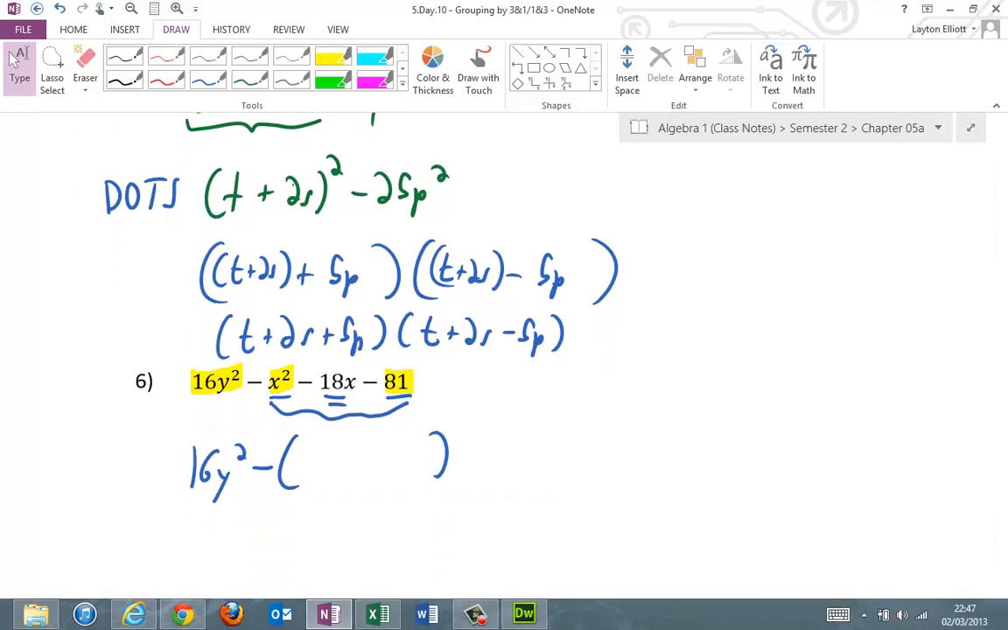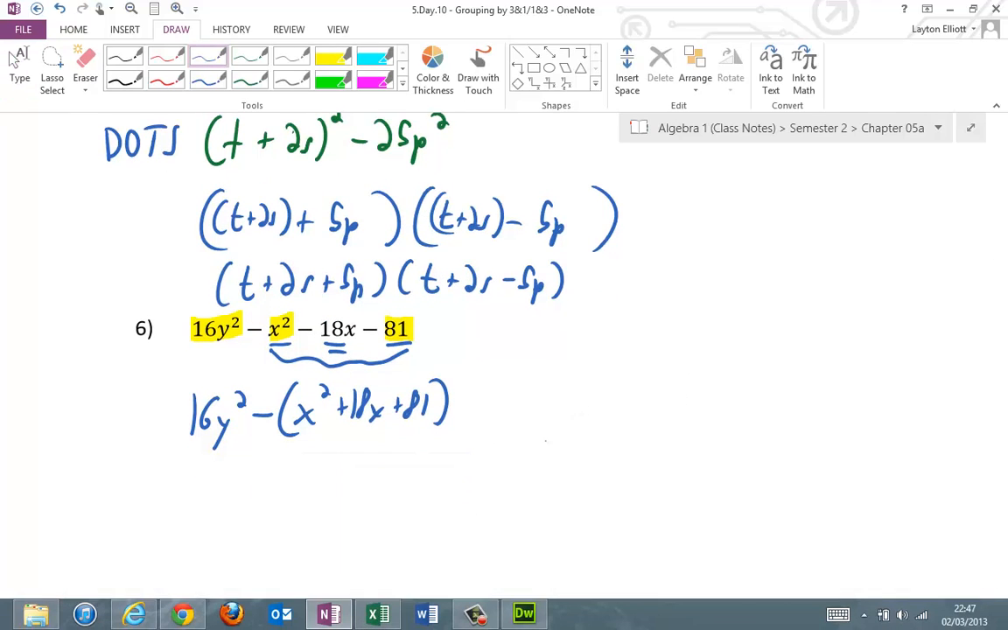I have to put this in parentheses, but I also have to factor a negative out because I have a negative kind of in front of the first one. We want it in front of everything. X squared plus 18x plus 81. This is the most difficult step of this, is just grouping this stuff as it needs to be grouped.